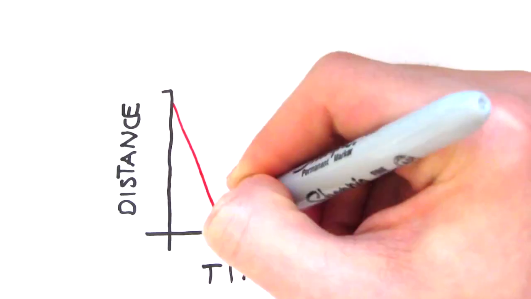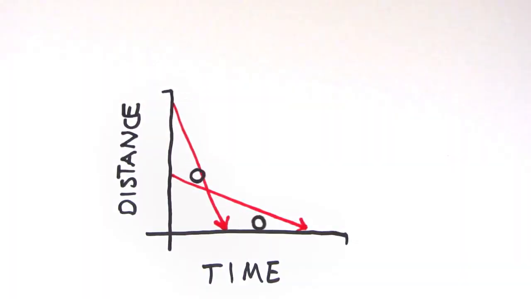You can use the steepness of the slopes to work out your speed. If the line is very steep, then you're moving very fast. But if you're moving slowly, then the graph will have a gentler slope.